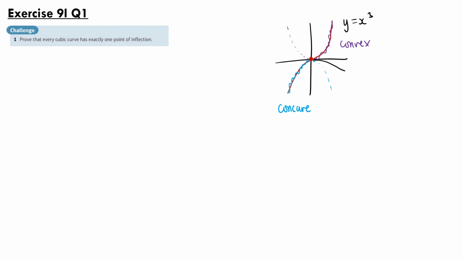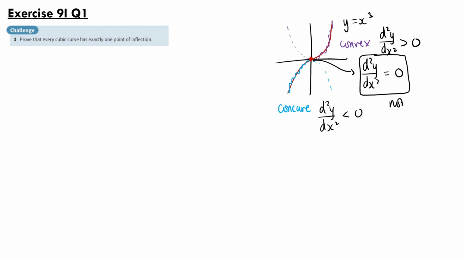And at this point of inflection, we know that the second derivative must be equal to 0, because for concave parts of the graph, the second derivative, the rate of change of the gradient, is negative, because the gradient is decreasing. And for convex parts of the graph, the second derivative is going to be greater than 0. So at a point of inflection, where a graph changes from being convex to concave, or concave to convex, the second derivative must be 0. However, we've got to be careful, as this here, the second derivative being equal to 0, is not a sufficient condition.